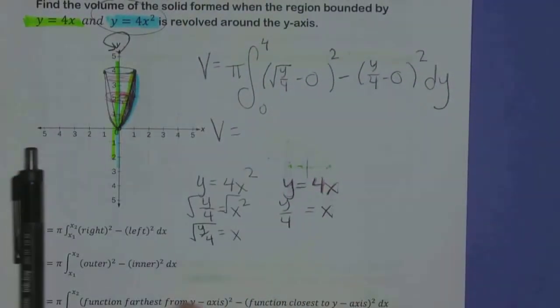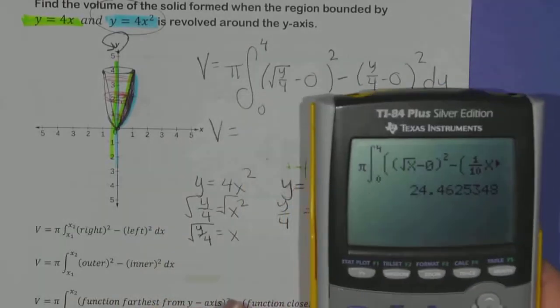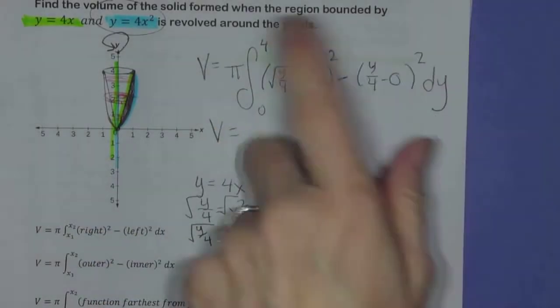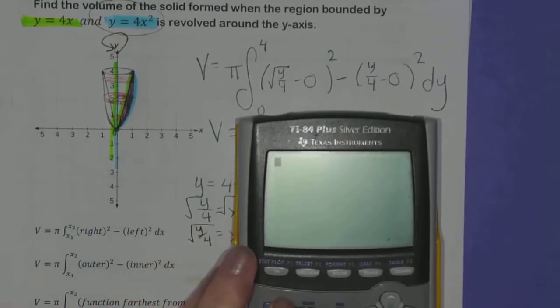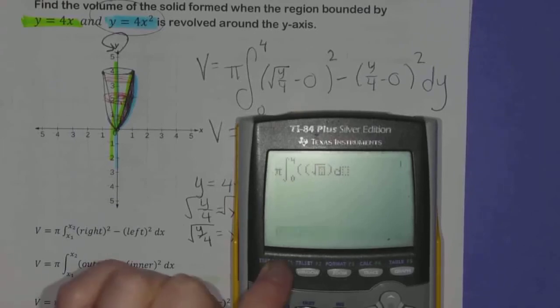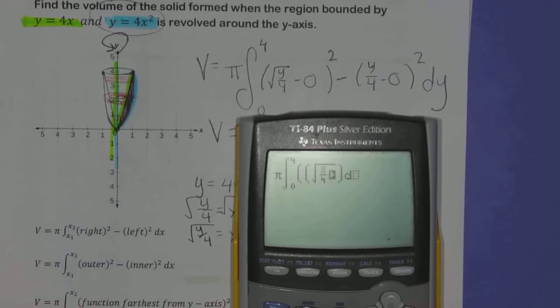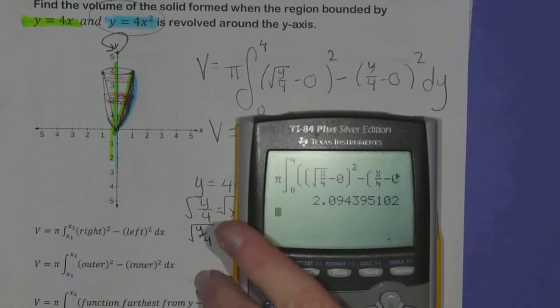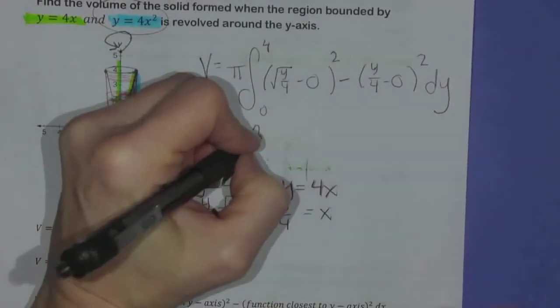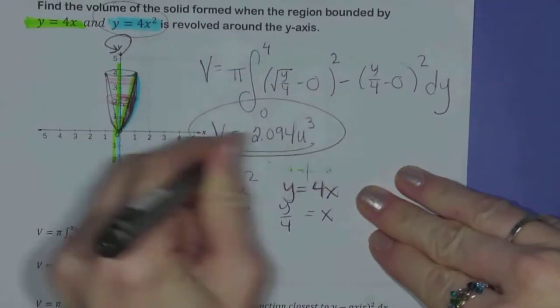So my final answer, appealing over here to my TI, is going to be, now remember, as long as I'm set up correctly here with y's, I can put x's into my TI. So I'm going to start with a pi on the outside, math 9, 0 to 4, parentheses, square root, alpha y equals, get my fraction, x over 4, minus 0, quantity squared, minus, parentheses, x over 4, minus 0, squared, dx, even though I know it's a dy. And I'm getting 2.094 units cubed. Final answer.